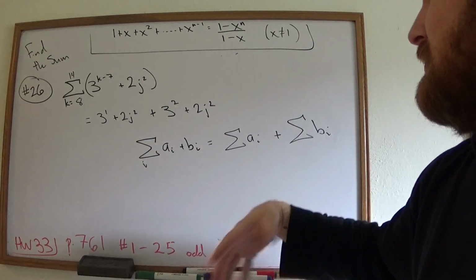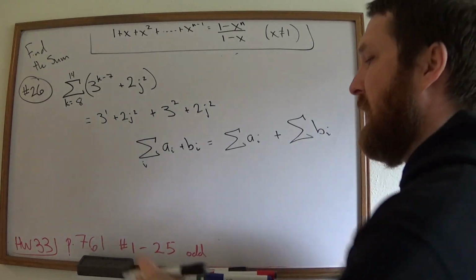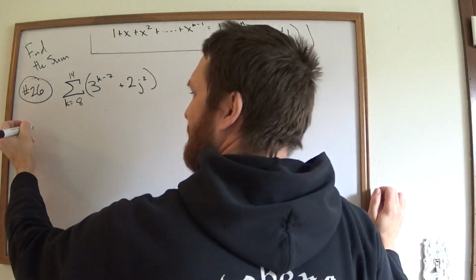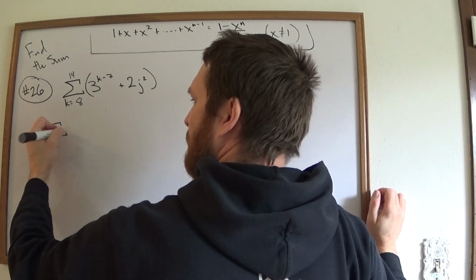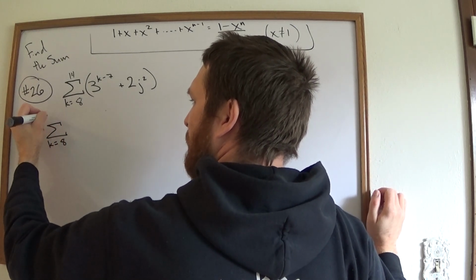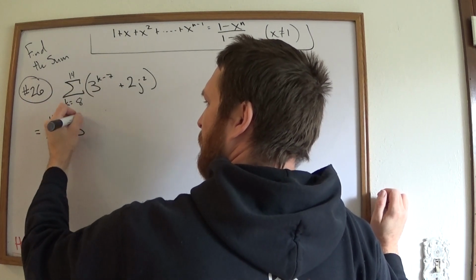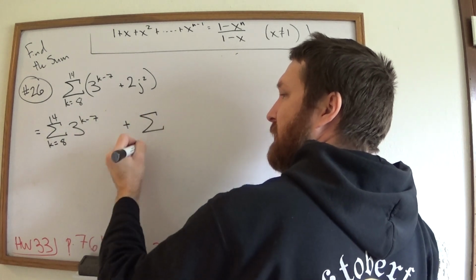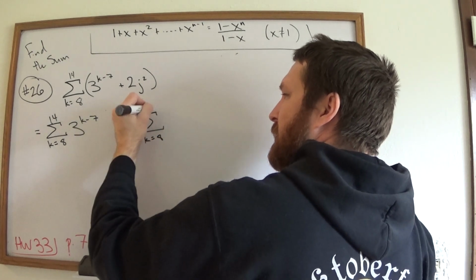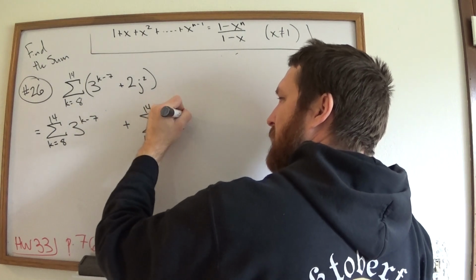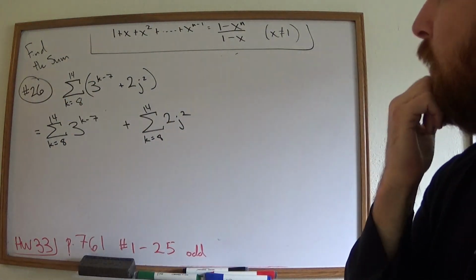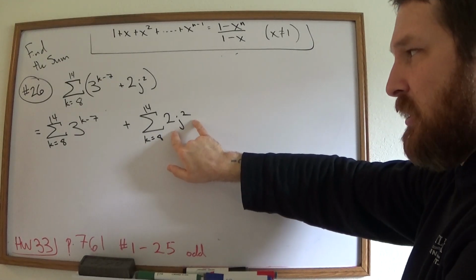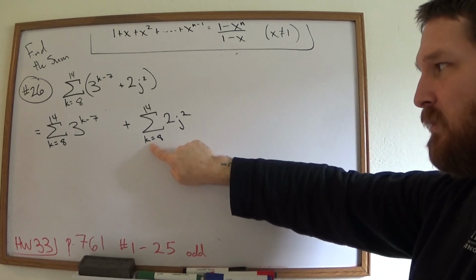So what I suggest is you go ahead and just rewrite it as 2 separate sums. So I'm going to say this is the same thing as the sum from k equals 8 up to 14 of the first one, 3 to the k minus 7. And then I'm going to add that to this sum, which is over the same numbers, k equals 8 to 14 of 2j squared. Now, like I said before, this is a constant with respect to k. This is not going to change. Whatever j happens to be, it isn't changing when you change k.